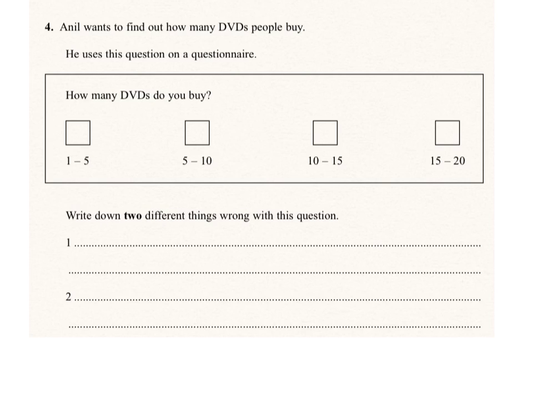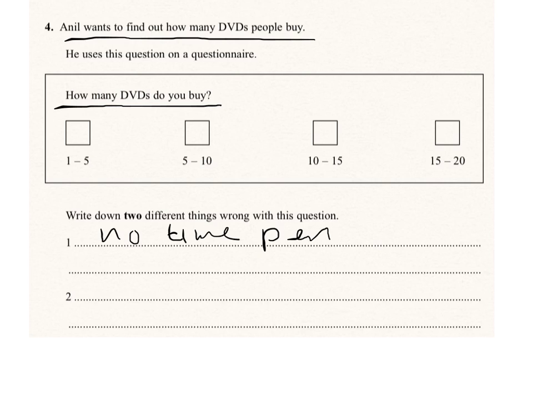So the classic questionnaire question, right, two things that are wrong. Well, first of all, in the statement, he wants to find out how many DVDs do you buy? Well, that will vary according to whether it's in a week, a month, or a year. So we normally say no time period, and you can either say given or specified. No time period given. Maybe that's an easier word to understand.